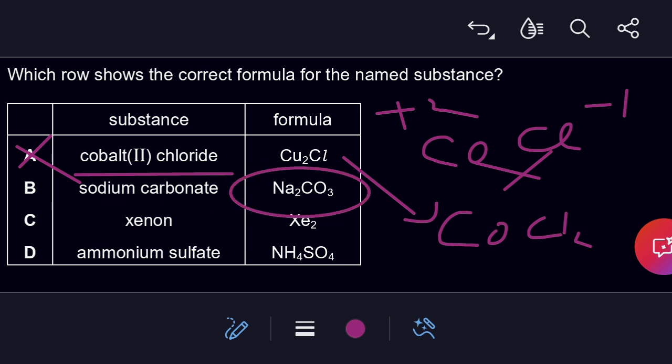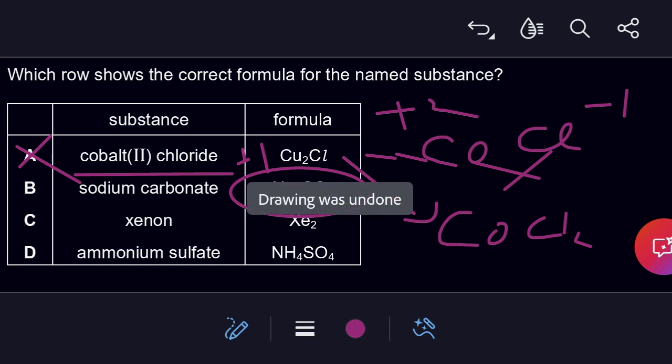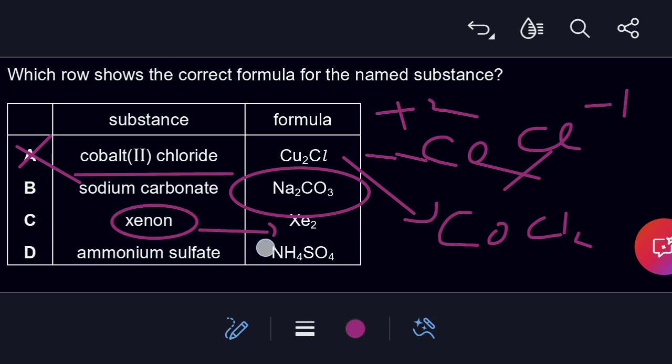Option B, sodium carbonate Na2CO3. Yes, it's correct, because sodium is +1 and carbonate is -2. Cross it, so 2 will come over here and 1 will go over there, so it's correct. Xenon is a noble gas, it never makes a molecule, so that's wrong. And ammonium sulfate NH4SO4, no, because ammonium has a +1 charge, it's a radical, and sulfate has a -2 charge, so it will be cross multiplied to give you (NH4)2SO4, ammonium sulfate. So the correct option will be B, sodium carbonate.